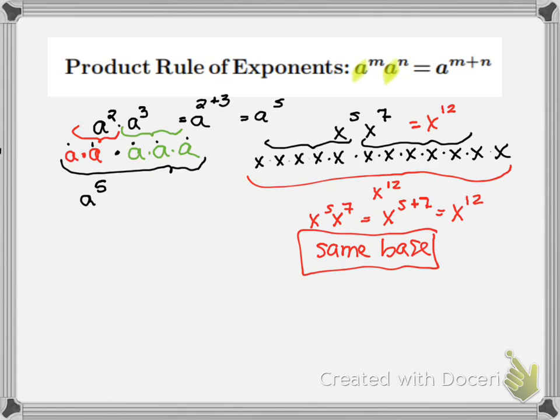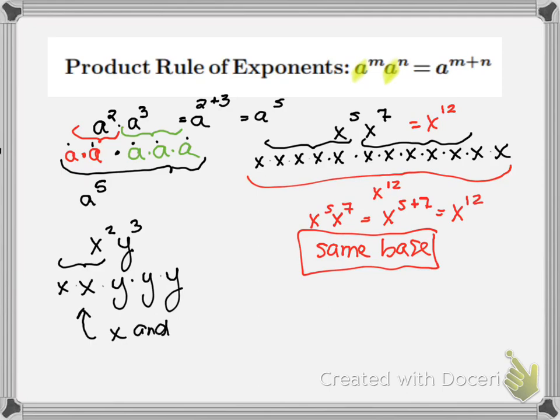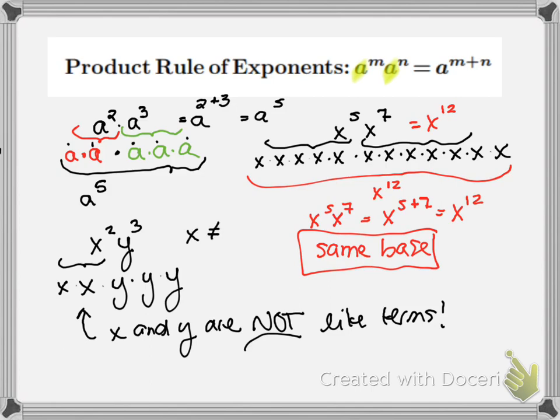Okay, so let's look at an example where we don't have the same base. So for example, let's take x squared y to the third. Okay, so if I look at this, right, that would be x times x, y times y times y. Hopefully you recall that x and y are not like terms. Okay, so there's nothing that I can do because as far as we know, x and y are not the same. Now they could be, but we don't know that.